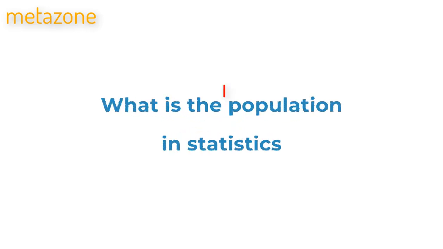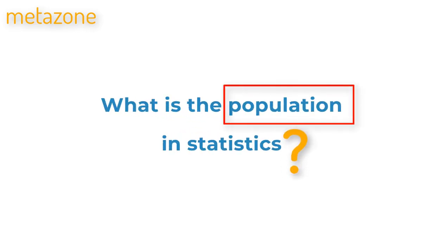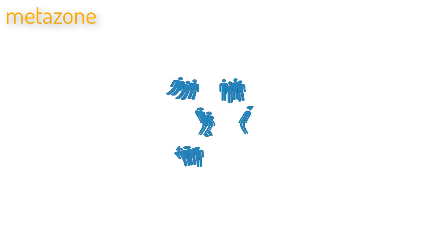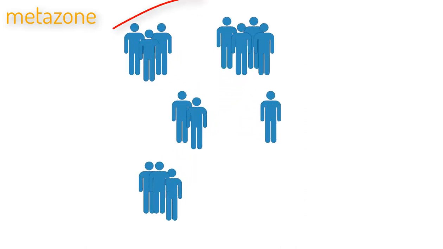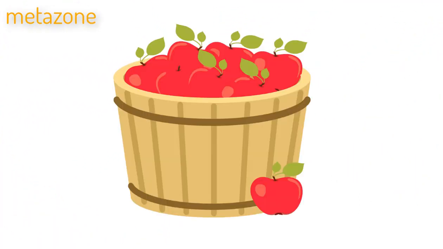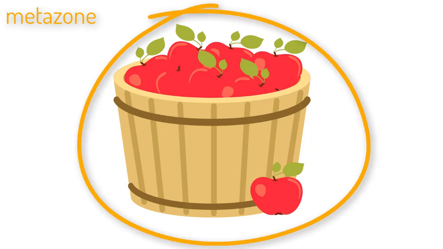Let's understand what is statistics. When you take a complete list of units you're planning to study, this complete list of units is called population in statistics. For example, if you want to know about all the apples in a basket, and you look at every single apple, that's population data.